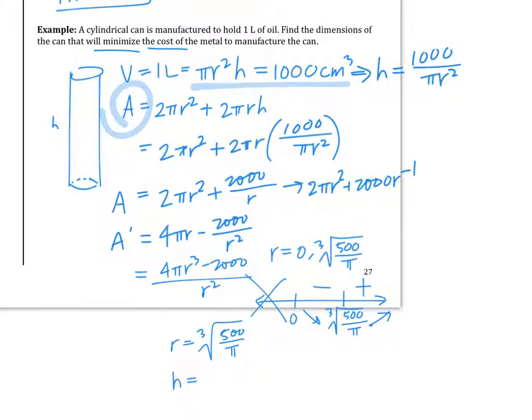Okay, H is 1000 over pi r squared. So go ahead and find out what H is. What if you just use the calculator? Oh, yeah. Go ahead and just use the calculator.